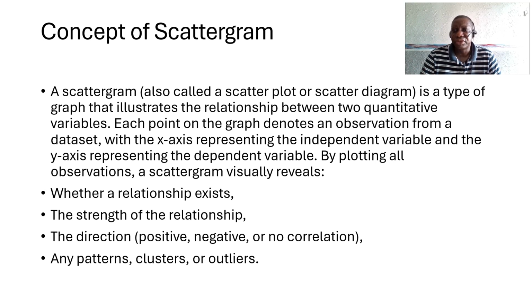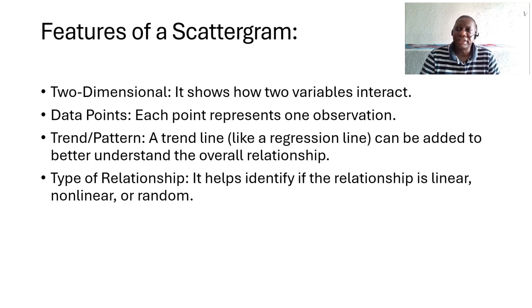two quantitative variables. It shows 4 things. Number 1, whether a relationship exists at all, because if it's scattered here and there in a random way, it shows there is no relationship. It's going to show us the strength of the relationship, whether it is linear or non-linear. It's going to show the direction, that is positive, negative, or no correlation. And it's going to show us the clusters, whether we have outliers or any other patterns that exist.